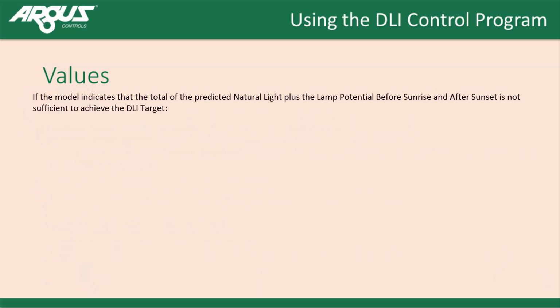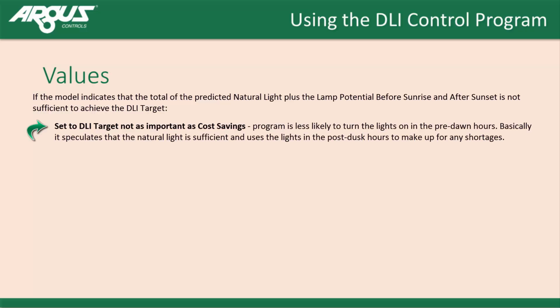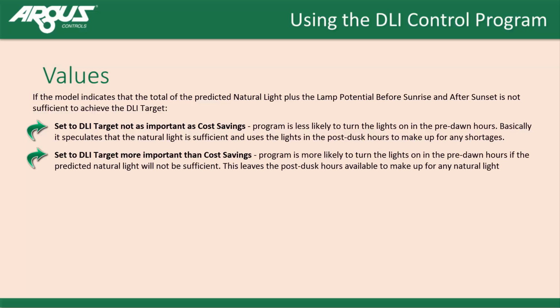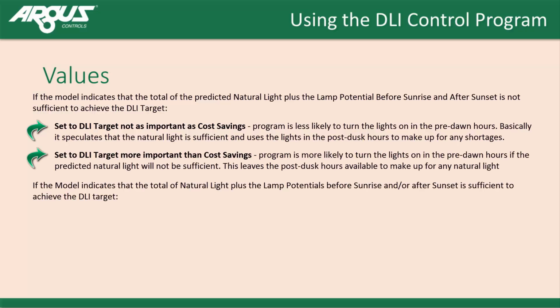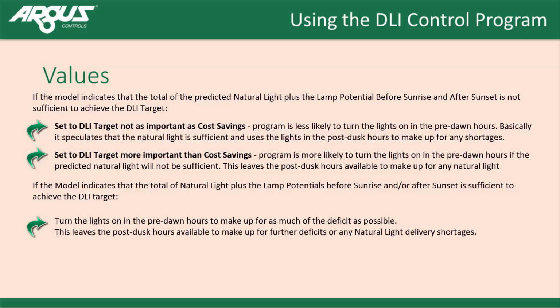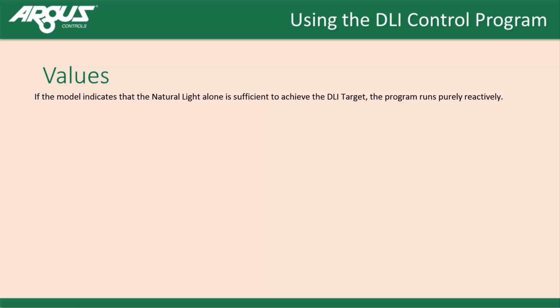If the model indicates that the total of the predicted natural light plus the lamp potential before sunrise and after sunset is not sufficient to achieve the DLI target, when set to DLI target, not as important as cost savings. When set to DLI target, more important than cost savings. If the model indicates the total of the natural light plus the lamp potentials before sunrise and or after sunset is sufficient to achieve the DLI target, turn the lights on in the pre-dawn hours to make up for as much of the deficit as possible. If the model indicates that natural light alone is sufficient to achieve the DLI target, the program runs purely reactively.